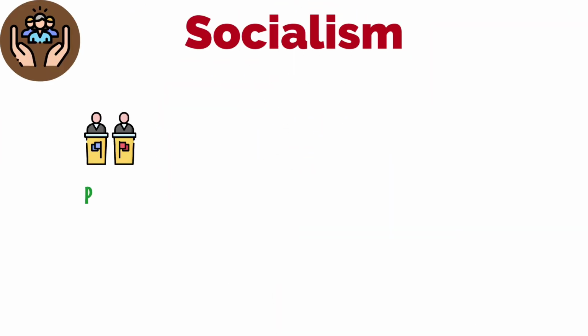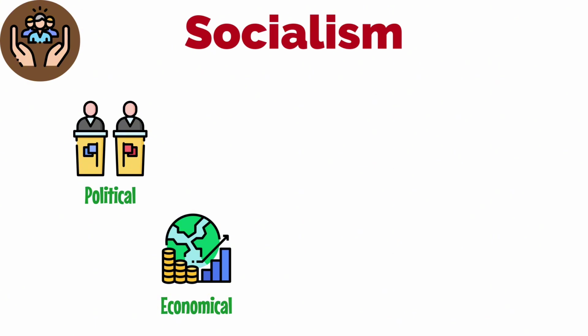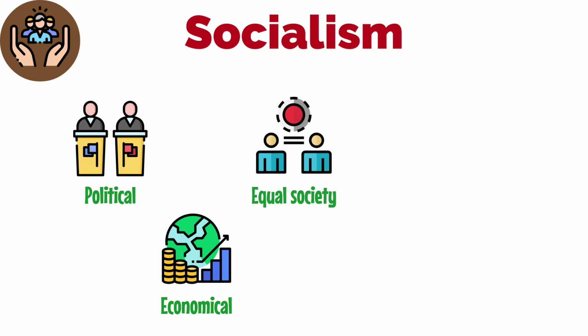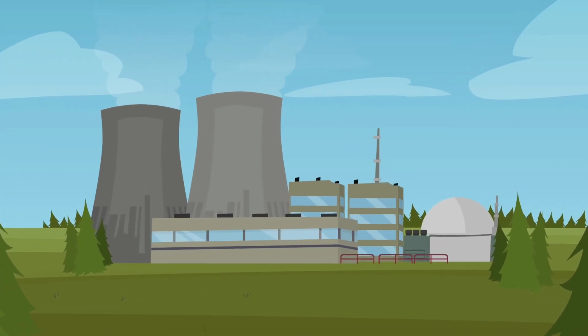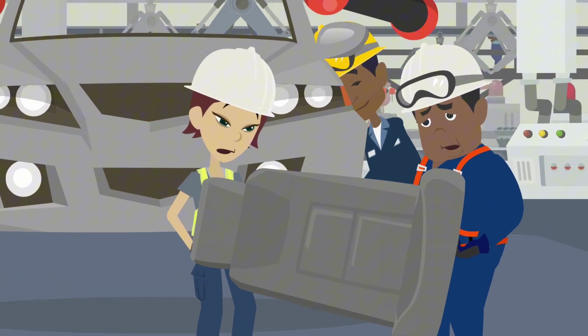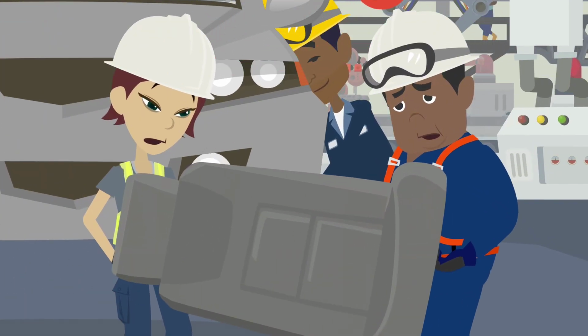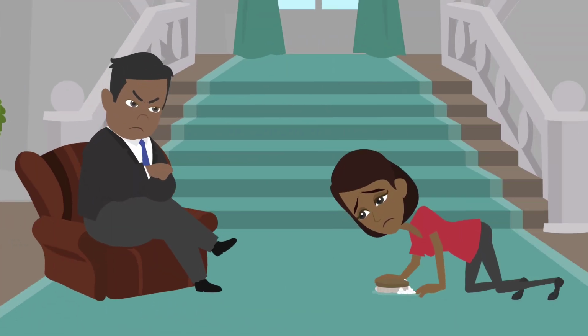Socialism. Socialism is a political and economic ideology that seeks to create a more equal society by redistributing wealth and resources. It emerged during the Industrial Revolution as a response to the harsh working conditions and vast inequalities that developed between the wealthy elite and the working class.